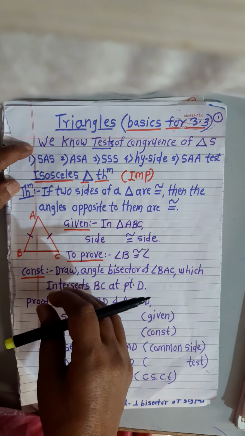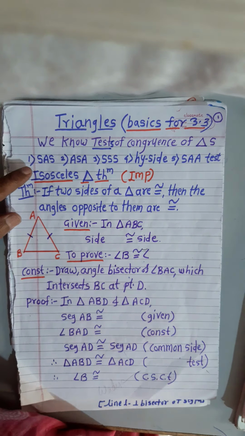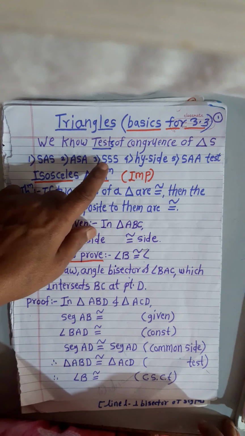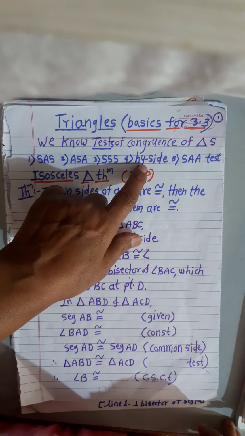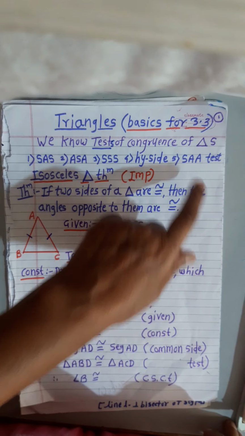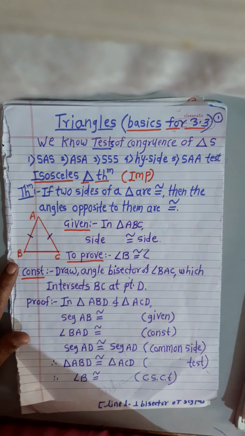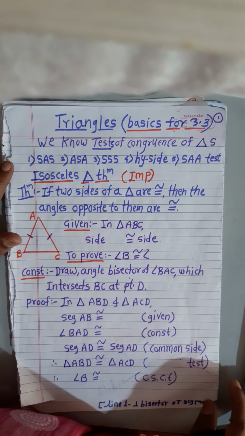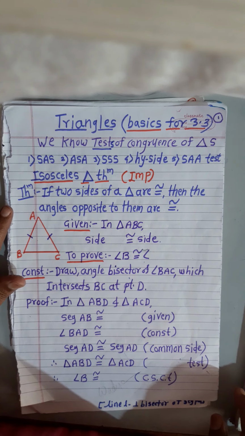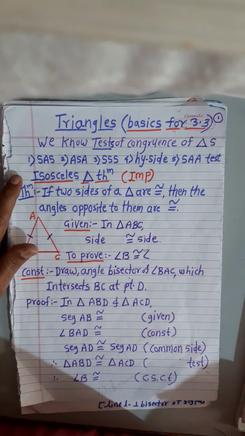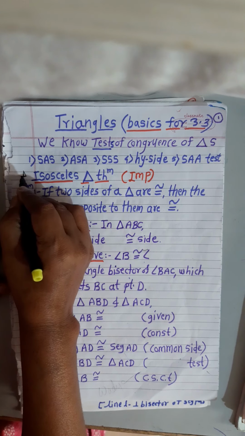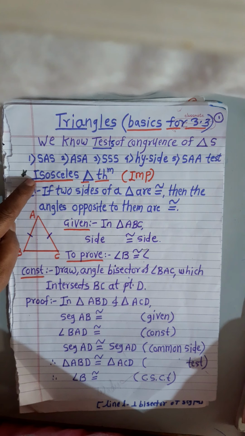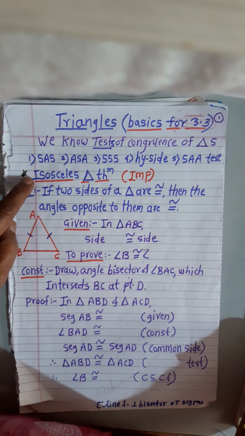We know there are 5 tests of congruence of triangles. Which are they? SAS test, ASA test, SSS test, hypotenuse side test and SAA test. These are the 5 tests of congruence of two triangles. Now using these tests we will prove a very important theorem, which is shortly called the isosceles triangle theorem.